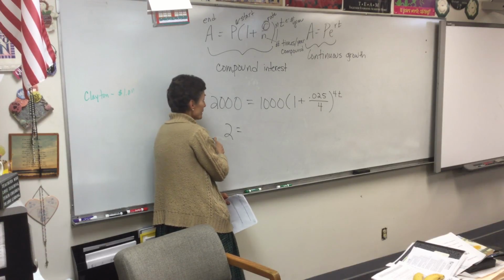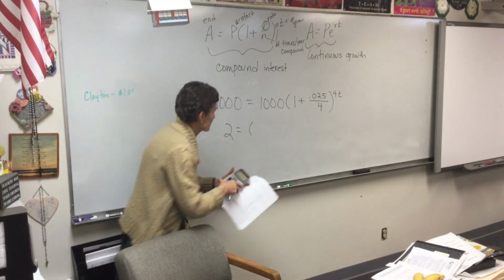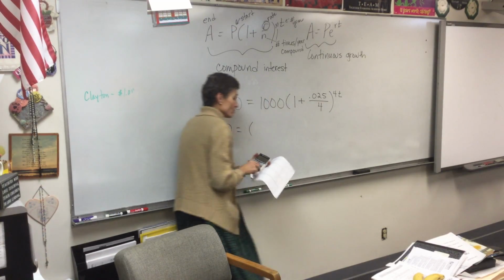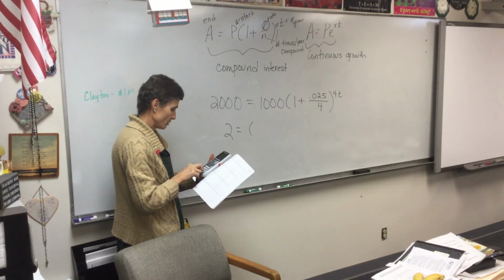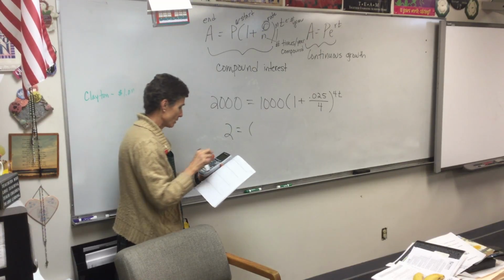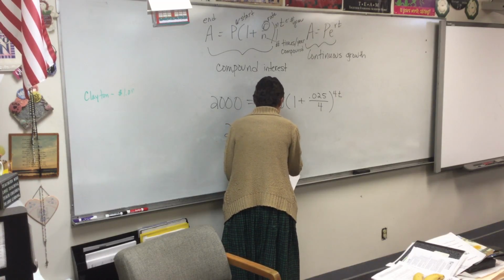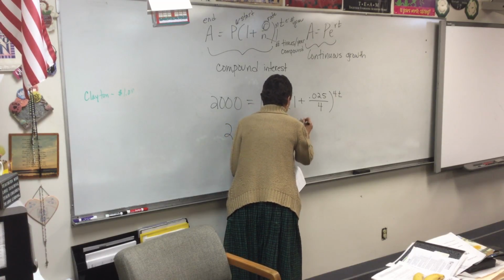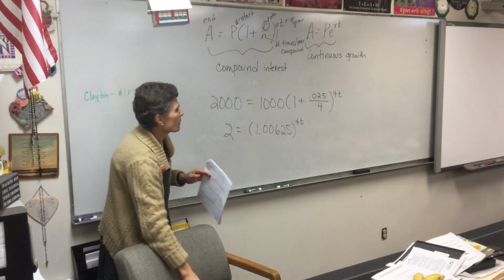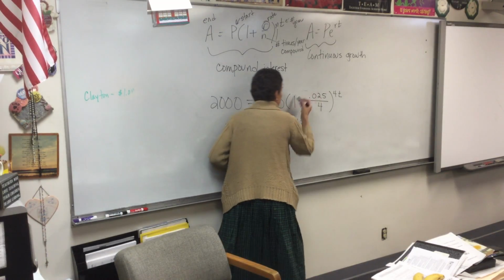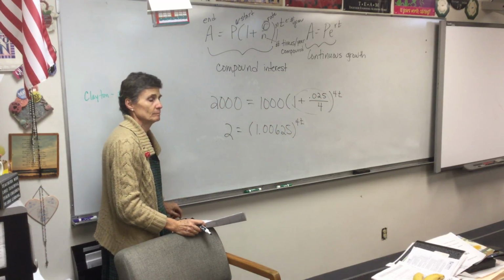Agreed? And then let's go ahead and figure out what that is. 1 plus 0.025 divided by 4. 1 plus 0.025 divided by 4. Did you get 1.00625? Now, you don't have to do that. You can leave it like this if you want. It just looks kind of messy and scary.